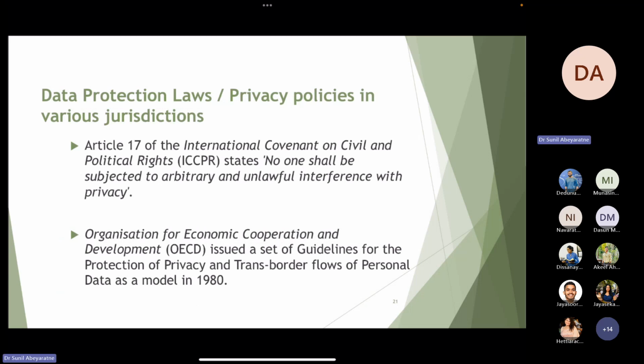Now, when you look at data protection laws or privacy policies in various other jurisdictions, we can see Article 17 of the International Covenant on Civil and Political Rights, the famous ICCPR, states that no one shall be subject to arbitrary and unlawful interference with privacy.